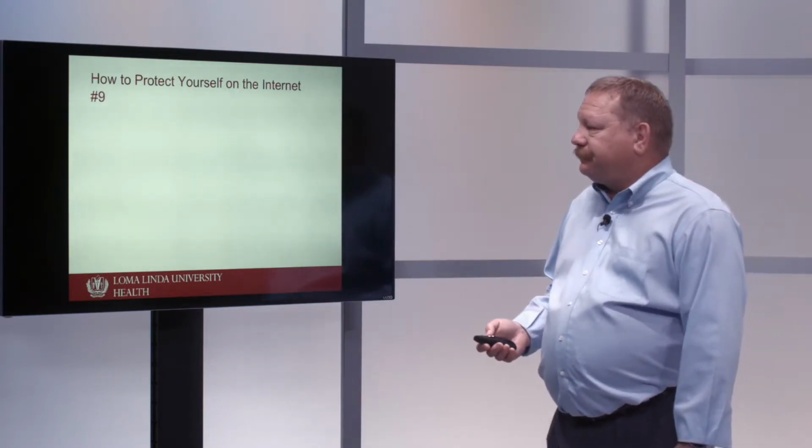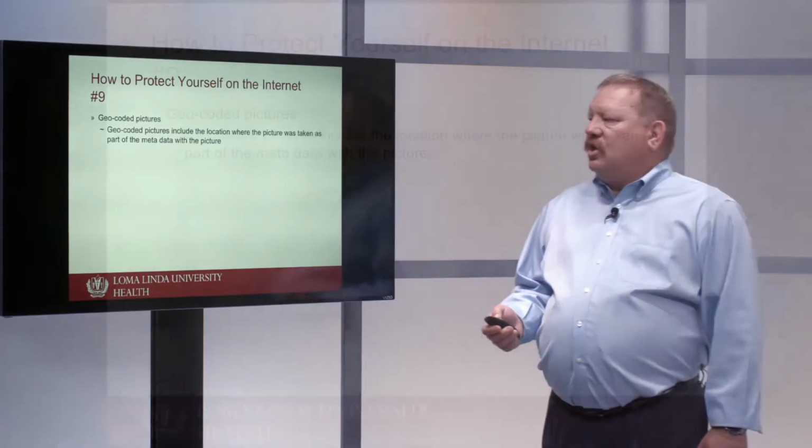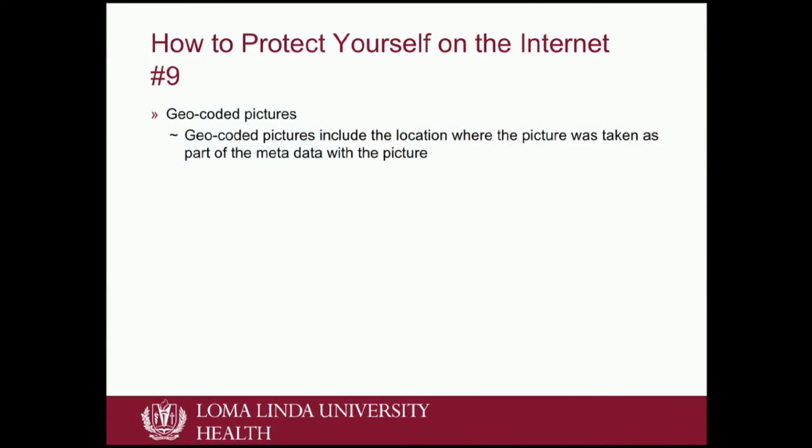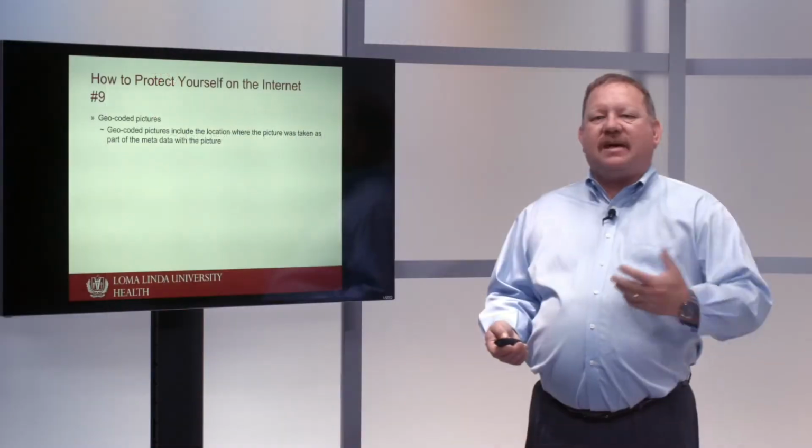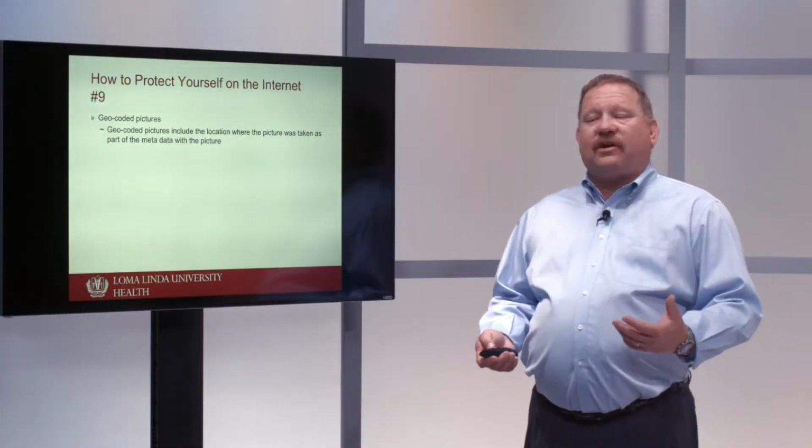So number 9, geo-coded pictures. This is a new phenomenon with the smartphones that are coming out. Geocoded pictures embed in the picture the GPS coordinates of the location where you took the picture. It's part of the metadata in the picture itself.